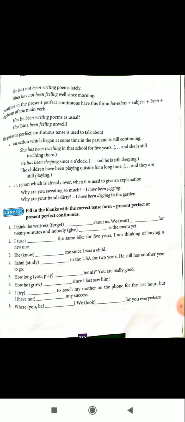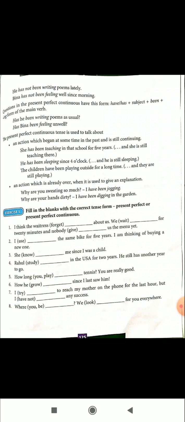Questions in the present perfect continuous have this form: have or has plus subject plus been plus the ing form of the main verb. Has he been writing poems as usual? Has Beena been feeling unwell? Look at where we put the auxiliary has: in the beginning. So in the question sentence, the auxiliary, has or have, is put in the beginning. Then the subject he. Then been writing poems as usual.